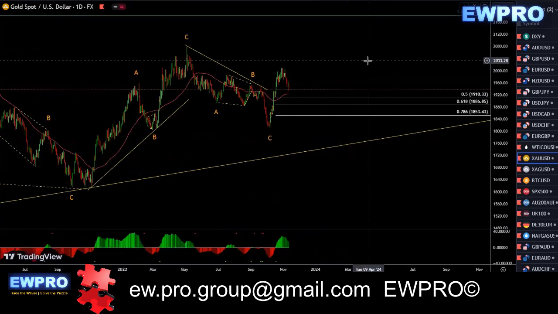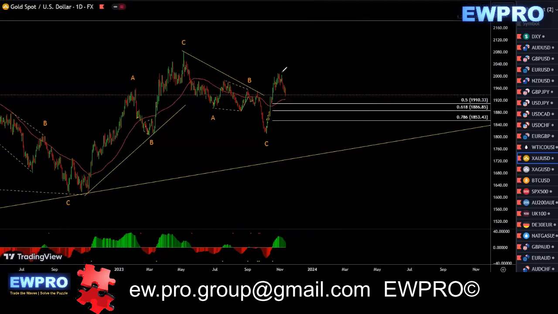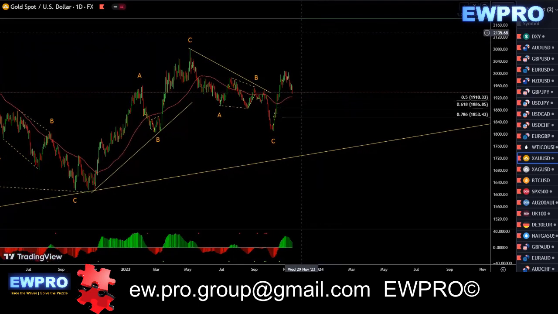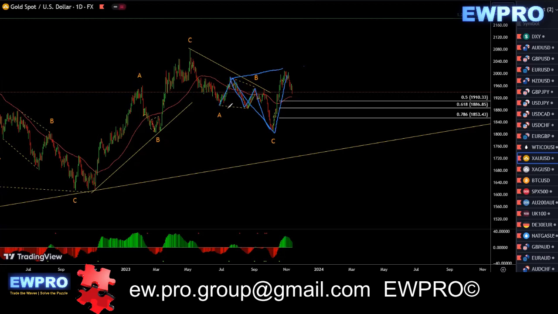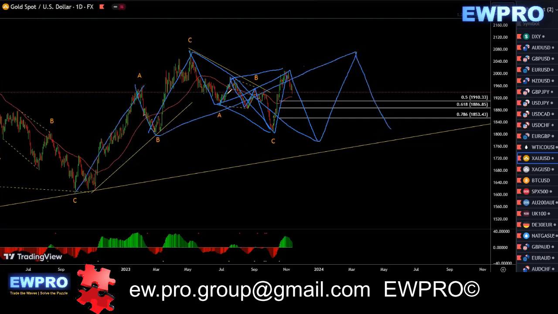Gold, we're looking for this correction. Got a nice impulse up, looking for a correction in here, and then we can buy up to those weekly targets, the 123.6 and the 161.8. There is another scenario here as well. This can be an A, B, C, and then you get an A, B, C as an expanding flat before you get an A, B, C. And this can turn even more complex as an A, B, C, A, B, C as well, before you get the larger A, B, C.